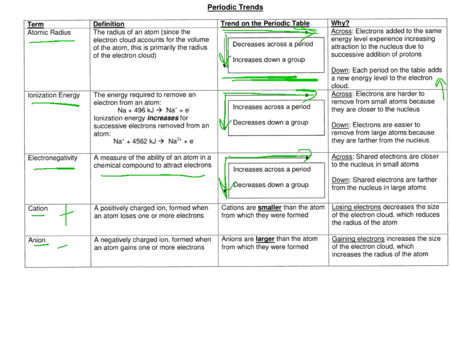As we go down here, electronegativity decreases as you go down a group. And again, the shared electrons are farther from the nucleus in larger atoms. Therefore, there's a decreased attraction.